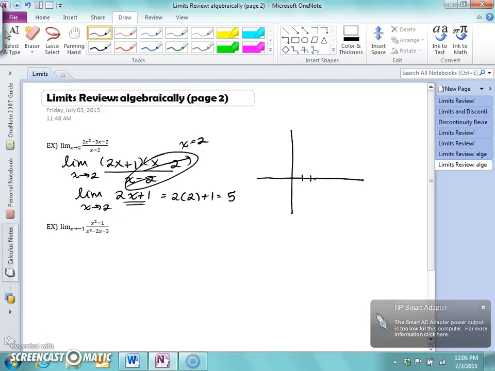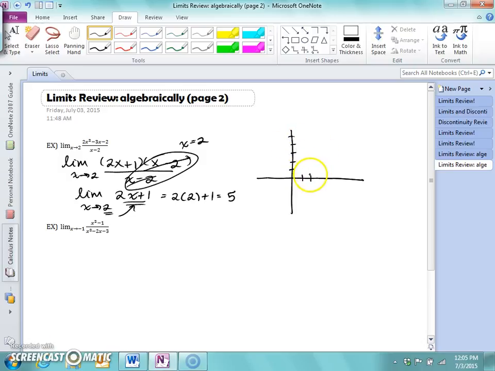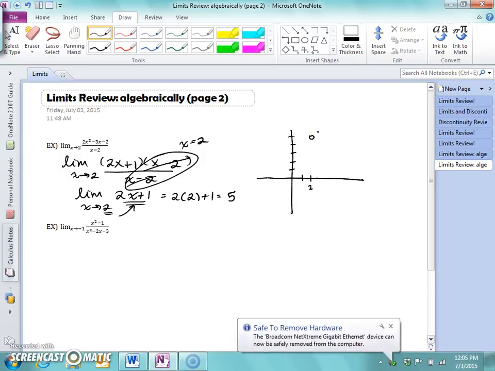Now whenever I plugged 2 back into the simplified form, I got a limit of 5. So that means as I approach 2, my y value tends to go to 5, but it doesn't actually get to 5 because of the hole in the function.